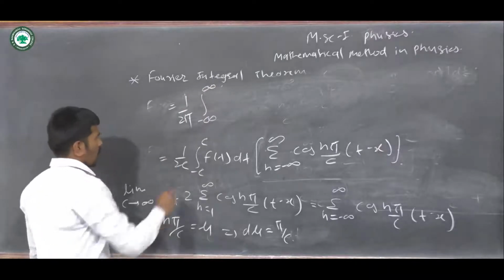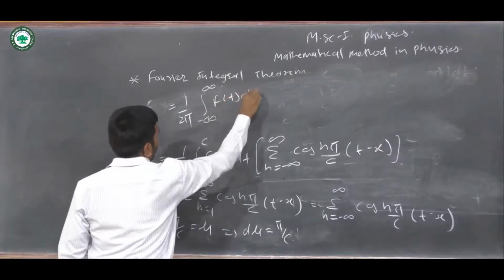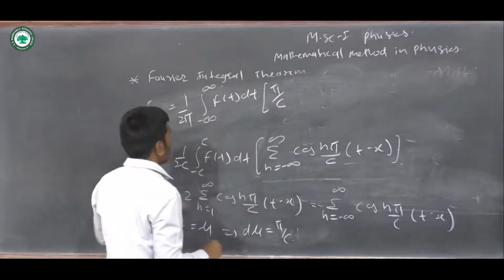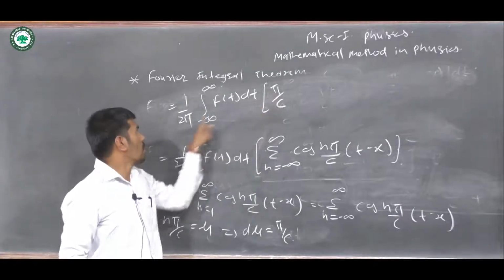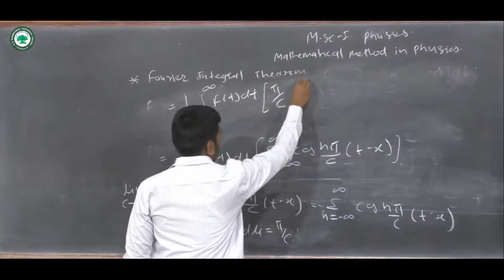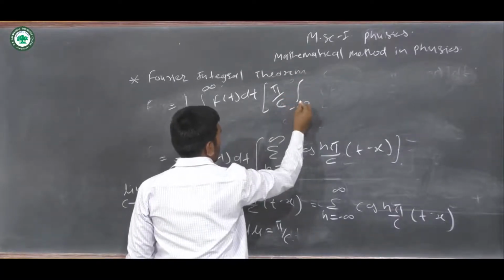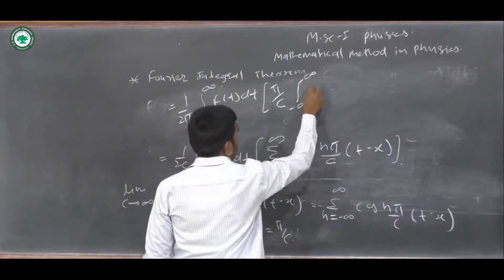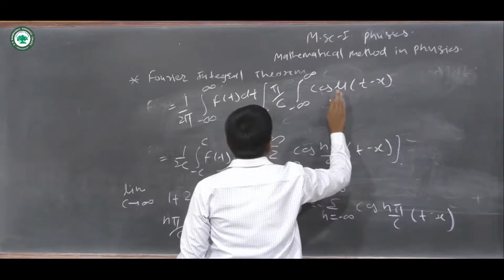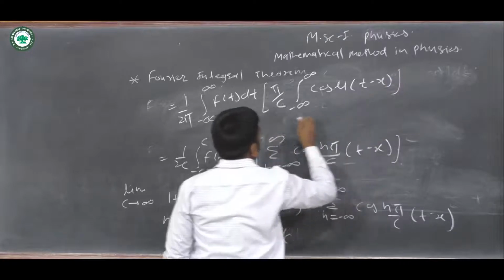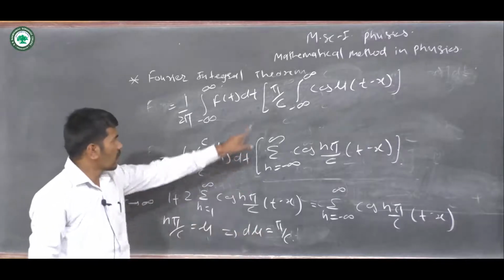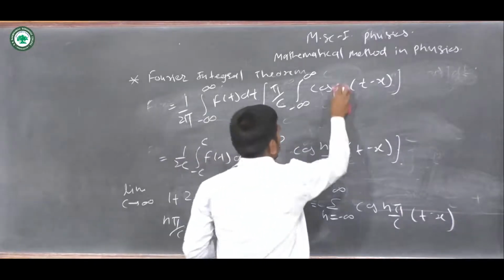Okay, and it is f of t dt into pi over c. This pi and this pi will cancel out, and the 1 over 2c. Okay, so I just write like this. And the summation is replaced with the integration, and the cos mu into t minus x. Okay, one more thing we can replace, that is pi over c is equal to d mu. So this pi over c we can replace.